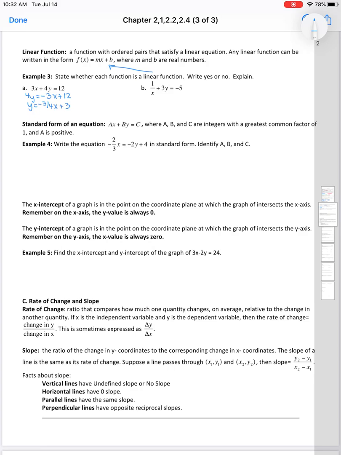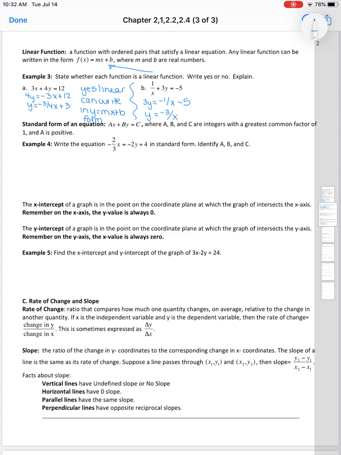So if we take a, if I move the 3x to the other side, it becomes negative, and then if I divide by 4 to all the terms, keep in mind, I end up with this. Well, that is in y equals mx plus b. So yes, this is linear. And if you're going to explain, you can write in y equals mx plus b form, where m would be negative 3/4 and b would be equal to 3.